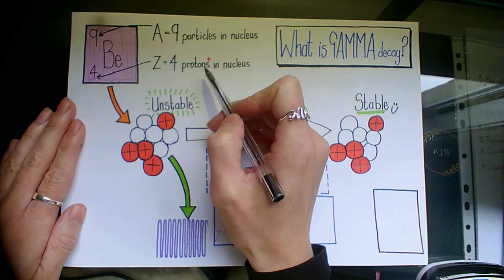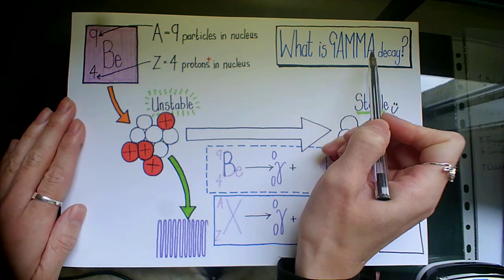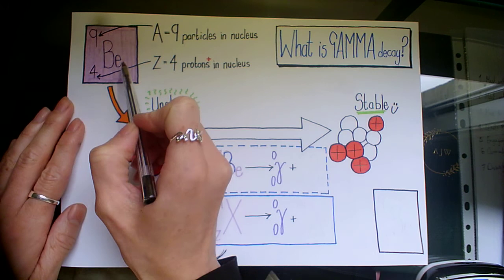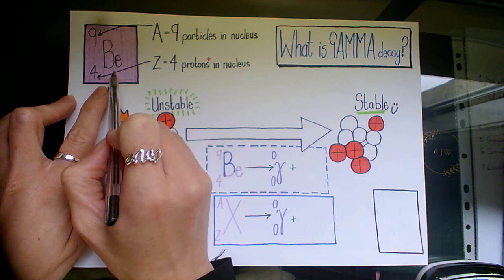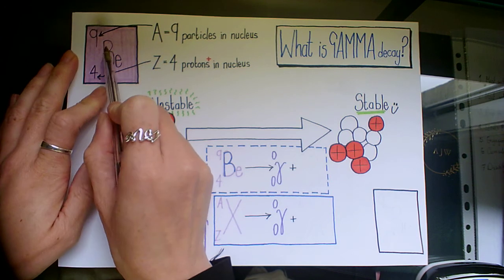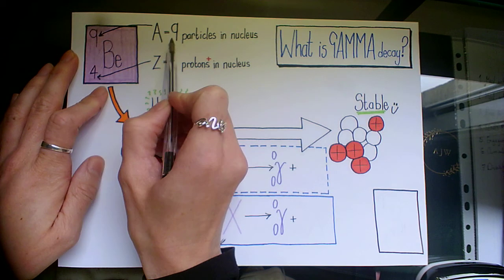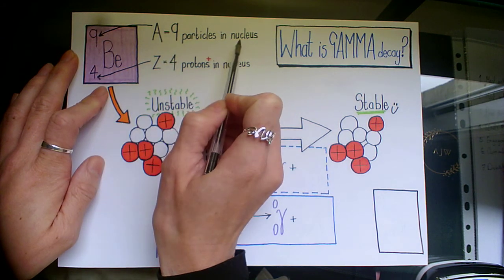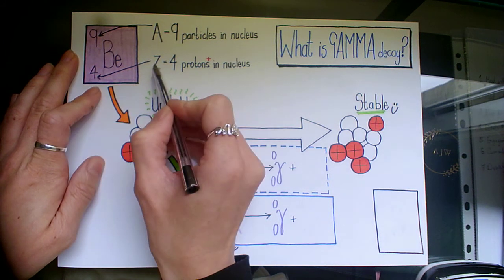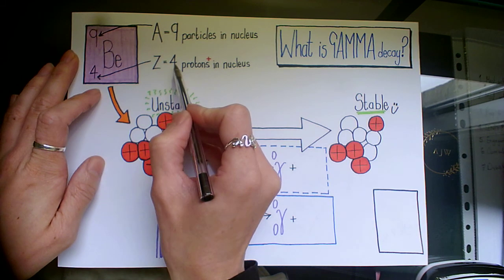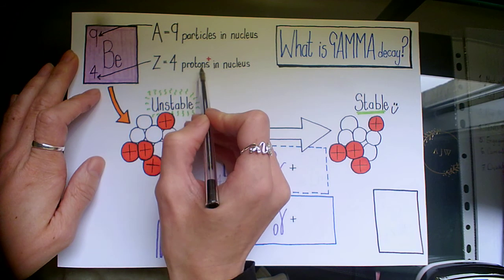So last time we focused on beta decay, and this time it is the turn of gamma decay. For this tutorial, I've chosen to use an atom of beryllium as our start point, just to change it up a little bit. So we've got an atom of beryllium, and the mass number, the A, tells us that there are 9 particles in the nucleus of a beryllium atom, and the atomic number down here, the Z, is 4, and that tells us that of those 9 particles in the nucleus, 4 are positive protons.